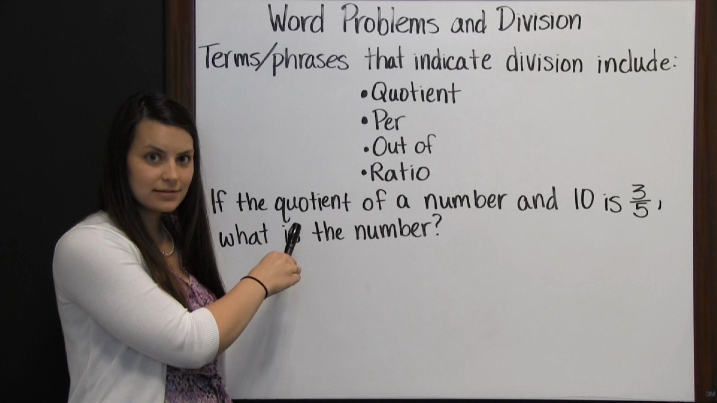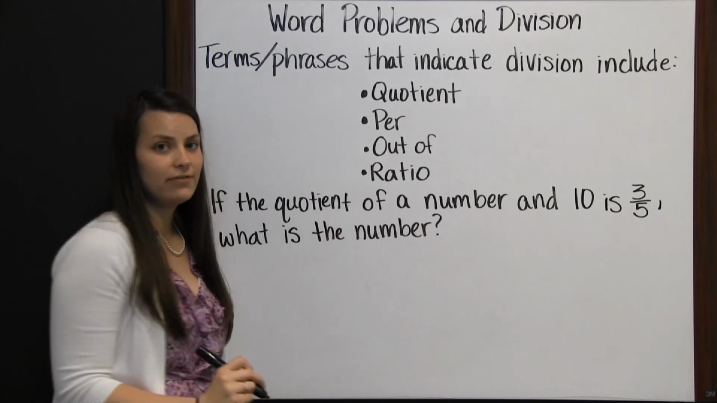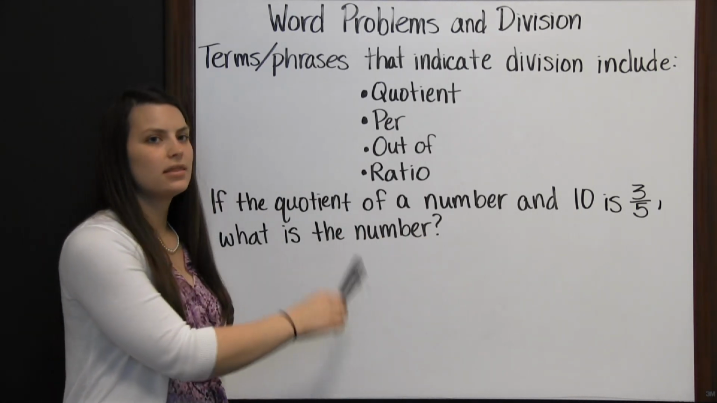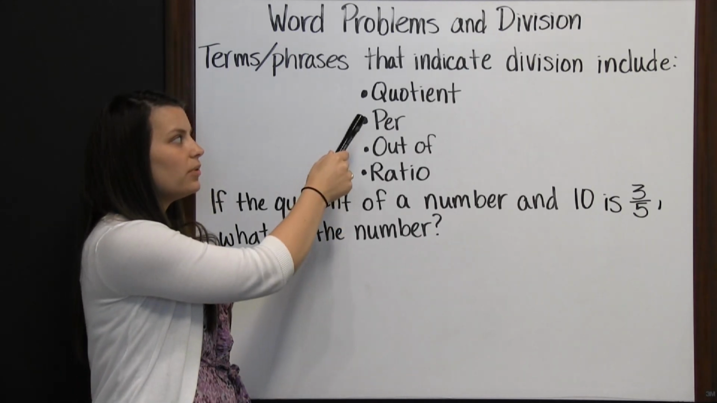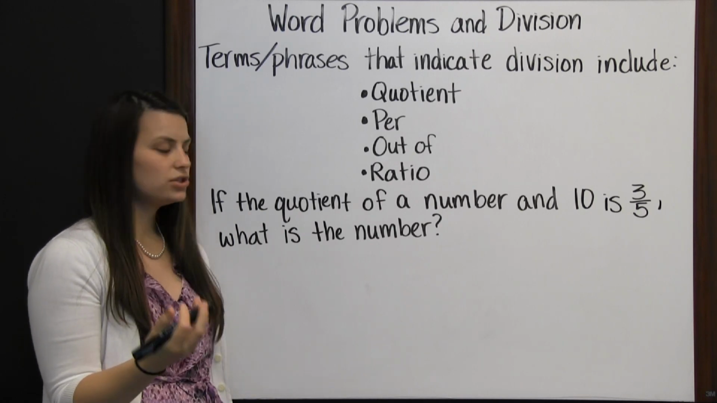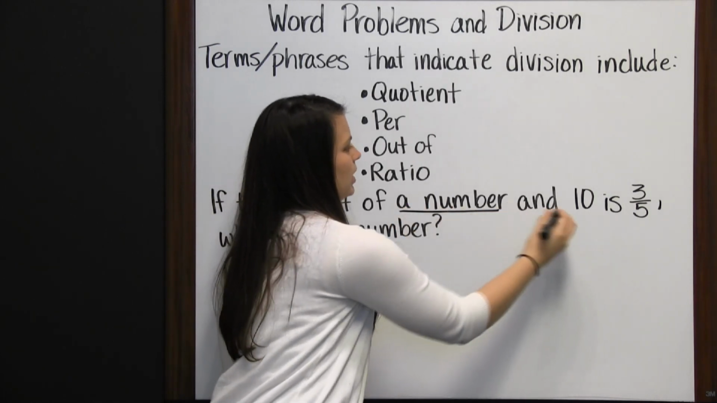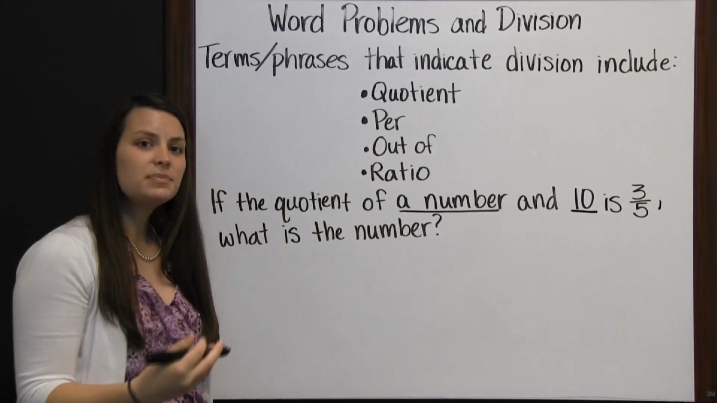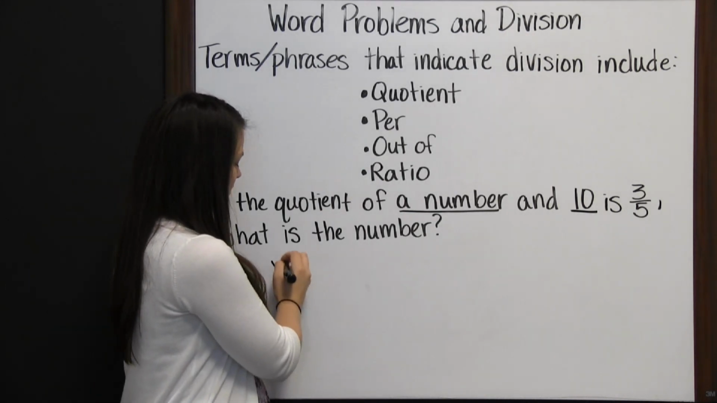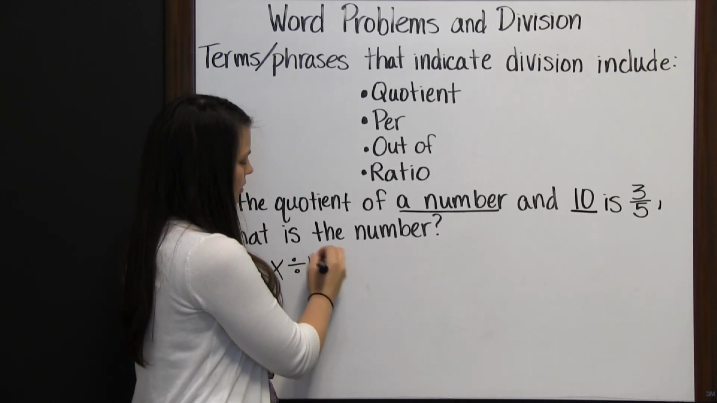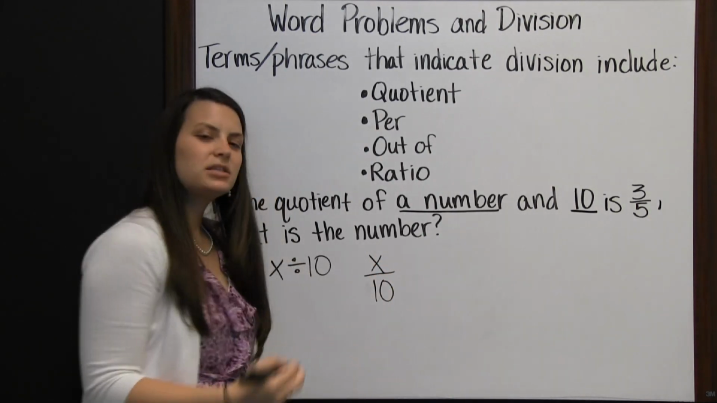If the quotient, there's one of our key words, of a number and 10 is 3/5, what is the number? So again, we saw that keyword quotient, which tells us we're going to be dividing something. We're going to be dividing two numbers. And those numbers we're dividing are a number and 10. And they must be divided in that order. So when we write our division problem, we could write it as x divided by 10, or as x over 10. But it must be in that order.